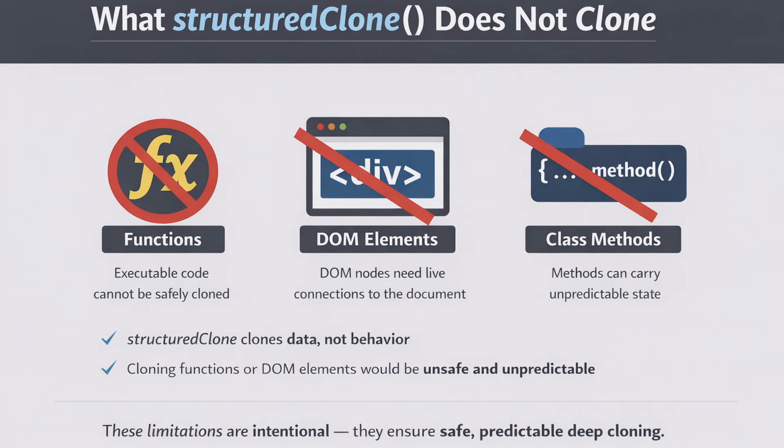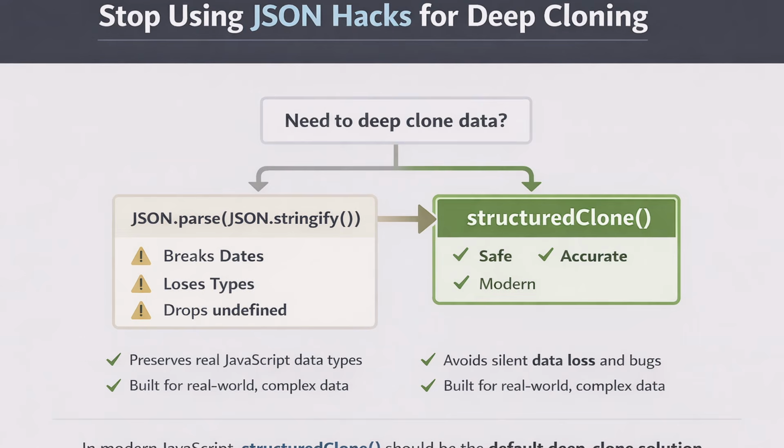So the big takeaway here is simple. If you're working with real-world JavaScript data and you need a true deep clone, stop using JSON hacks. StructuredClone should be your default choice in modern JavaScript.